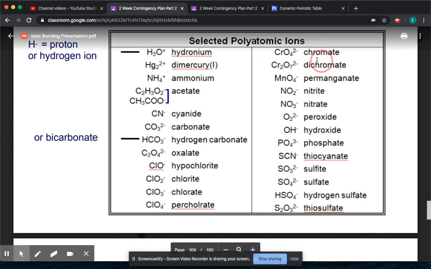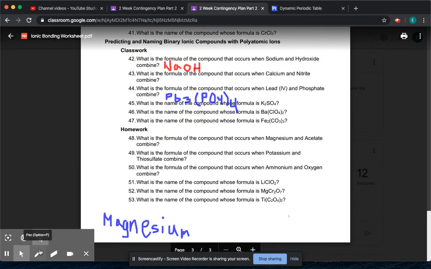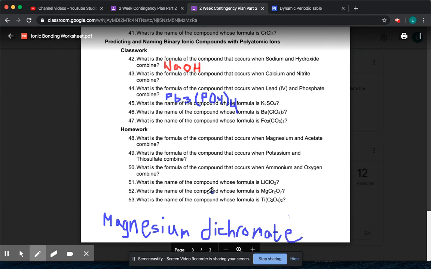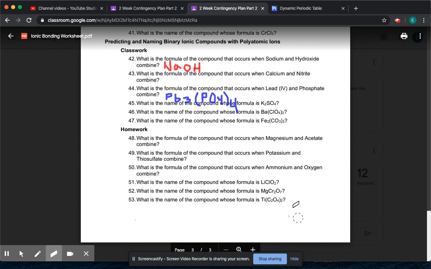Cr2O7 is this, dichromate. So the name would be magnesium dichromate. Okay. Magnesium dichromate, and that's your final answer. That's it. That would be magnesium dichromate. So for the naming, metal comes first, and then just look up on the slides what the name of the second one is. That's all you're doing for these.